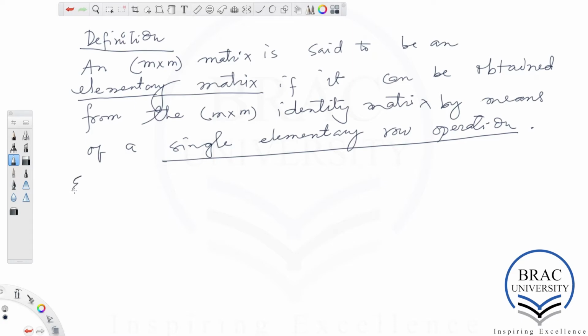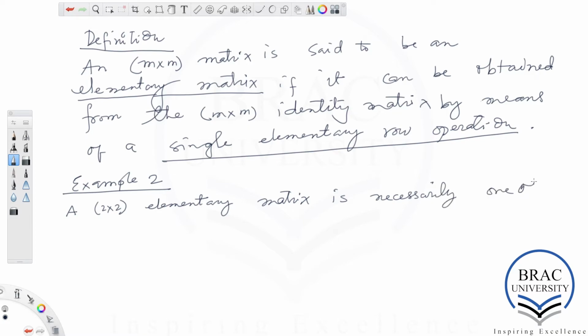Okay, example, which is example 2. We are considering 2 times 2 matrices. So there are 5 possibilities here. A 2 times 2 elementary matrix is necessarily one of the following. So we take the identity matrix and interchange the first and the second row. We end up with this matrix. So this is the first type of elementary matrix corresponding to the 2 times 2 identity matrix.